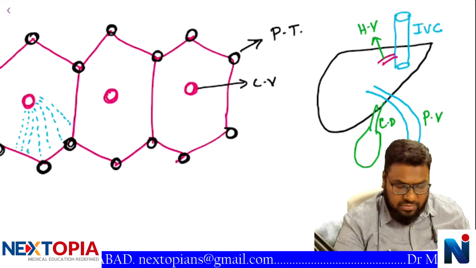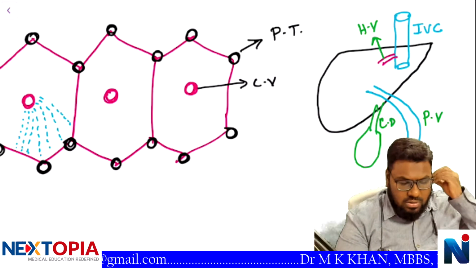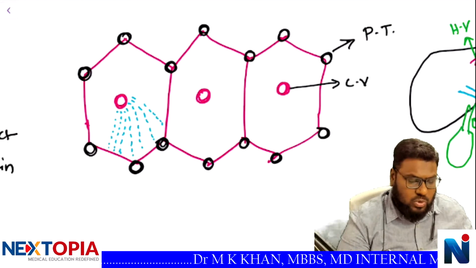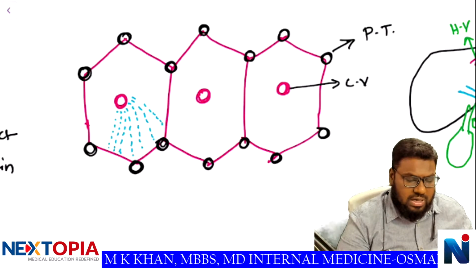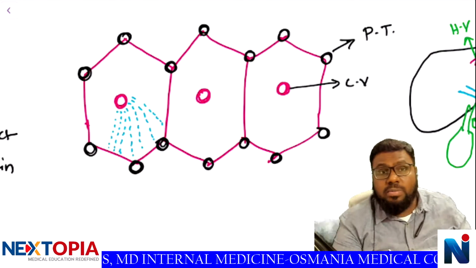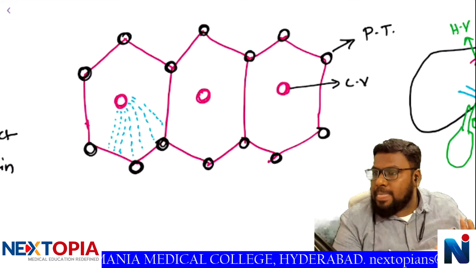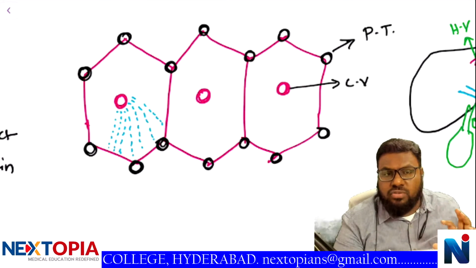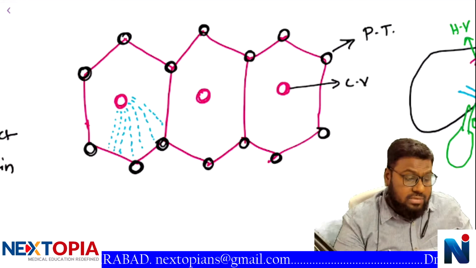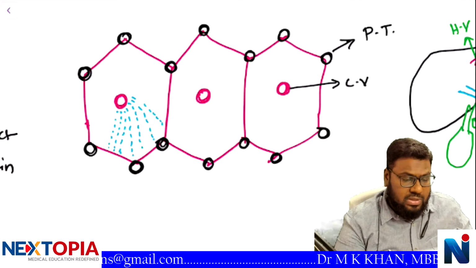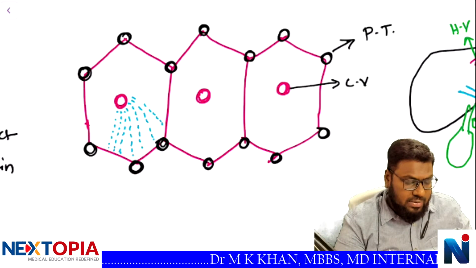If you take a cut section of the liver, we have got hepatic lobules, central vein, portal triad separately. All right, this is the anatomical unit of the liver. We call it morphological unit or anatomical unit. There is a physiological unit of the liver. I'll show you what is the physiological unit.